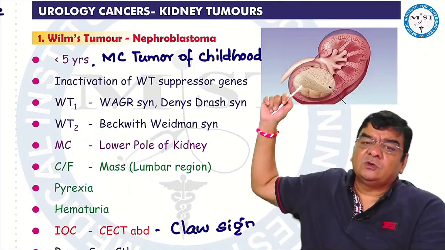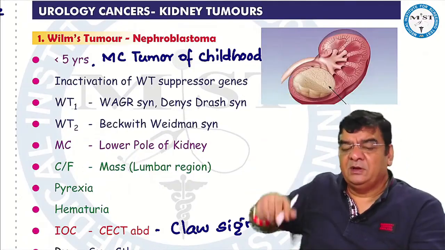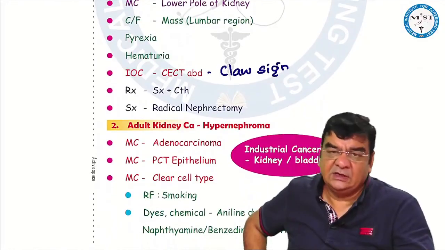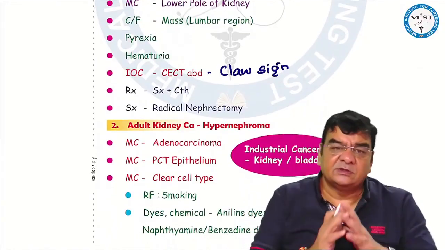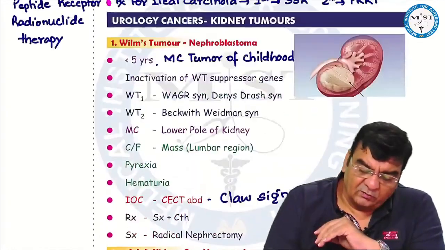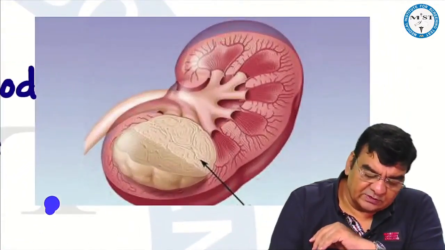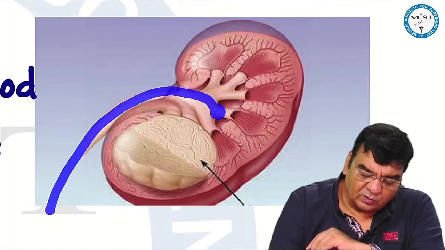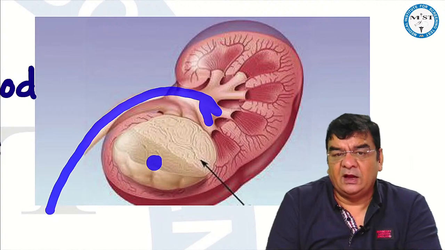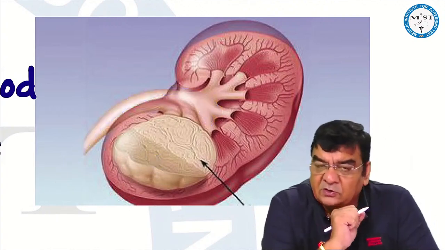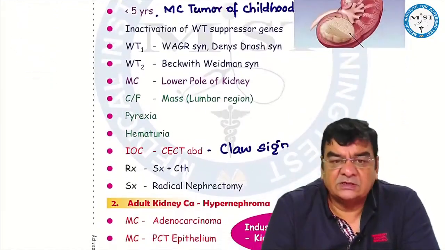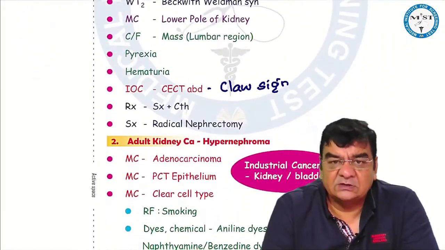Generally, Wilms tumor is common on the lower pole of the kidney, and in babies, if there is a tumor in the kidney, baby will present with an abdominal mass in the lumbar region. Sometimes there can be pyrexia, there can be hematuria. We cannot put any endoscope in this area, because the endoscope can go only up to this area. So we cannot do an endoscopic biopsy, and we don't want a percutaneous biopsy because of risk of spillage of cancer cells. So investigation of choice will be CECT, where we can even see a claw sign.